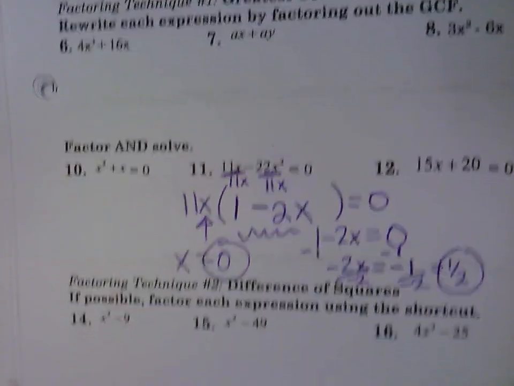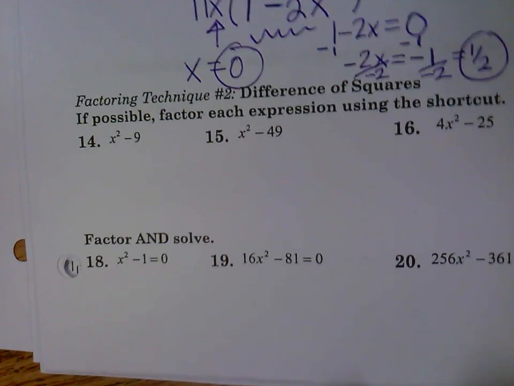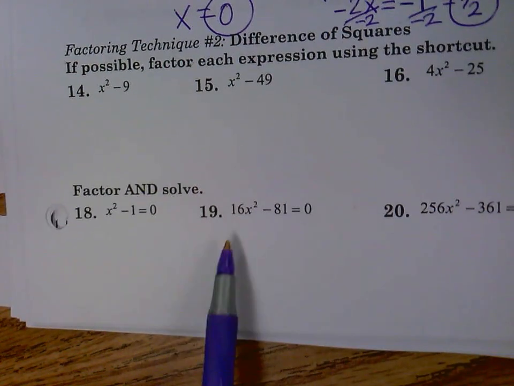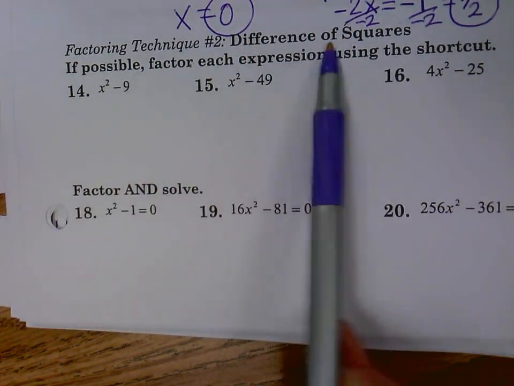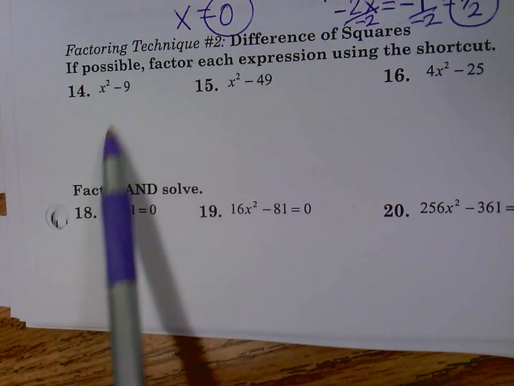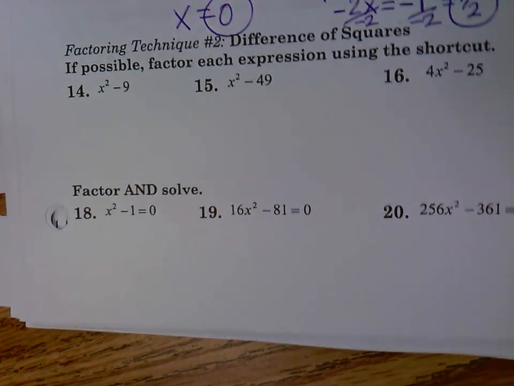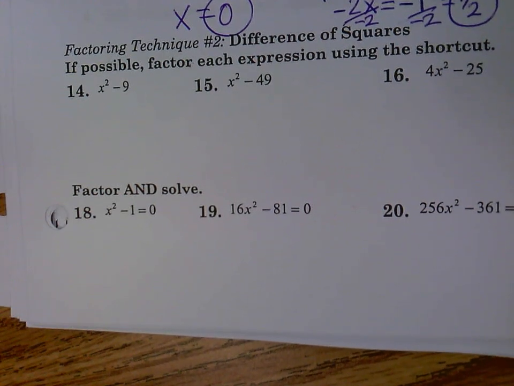I'm going to skip down to 19 real quick. Difference of squares was our other strategy we talked about. Some of these are difference of squares and some of them might not be. But you're looking for two terms. You're looking for a minus sign. And you're looking that these two terms are both in the list of perfect squares. So are 16 and 81 both perfect squares?